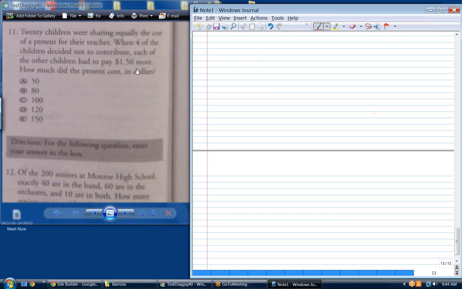So you start off assuming the present costs $80. And now we'll see if that makes everything else true. And if it does, that's what the present costs, and we've got our answer. If it doesn't, we'll have information to know we need a bigger number or a smaller number.